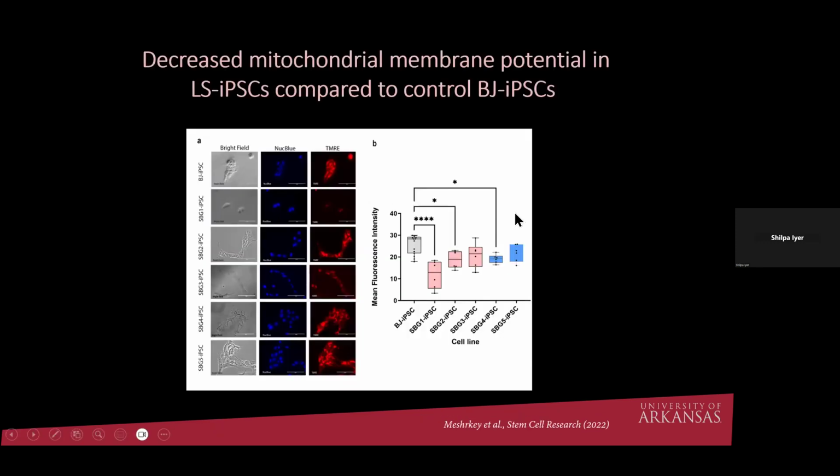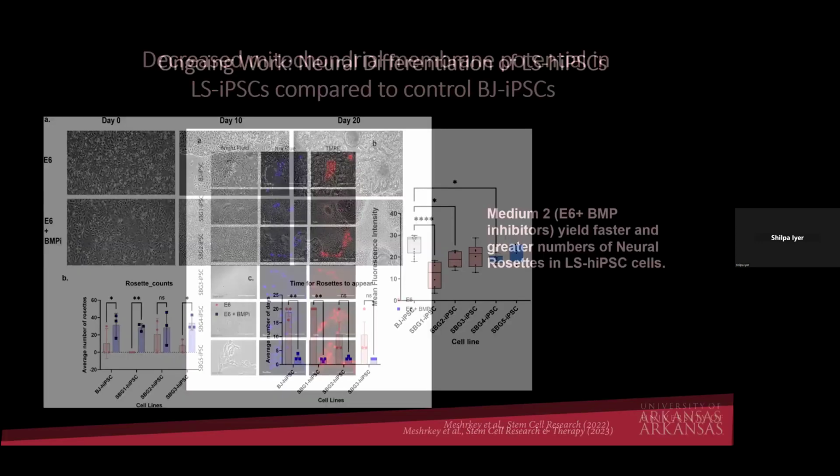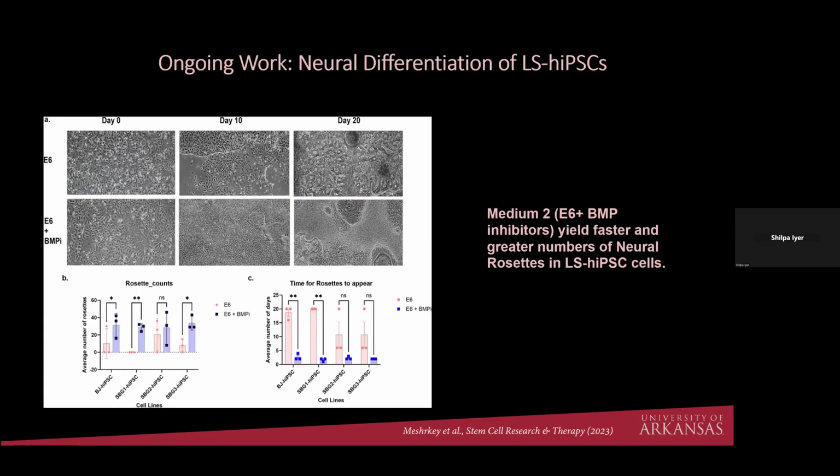With that, we looked at membrane potential, and we saw that this was a more reliable marker, where we saw a decrease in mitochondrial membrane potential. Some of them were statistically significant, and there was one that was trending to be lower but was not highly significant. But overall, we saw a decrease in mitochondrial membrane potential in these stem cell lines. So we started to look at the two main organs that are impacted.